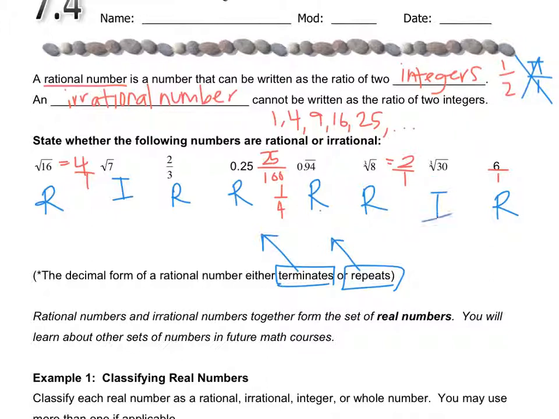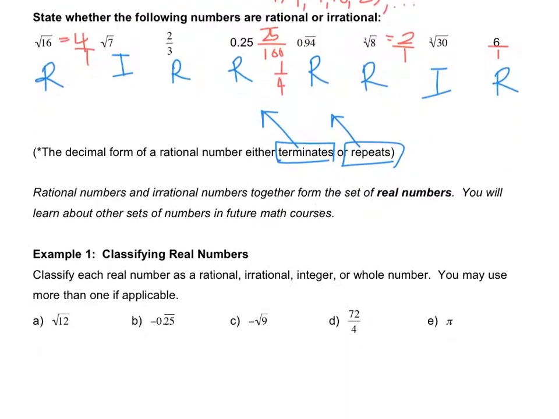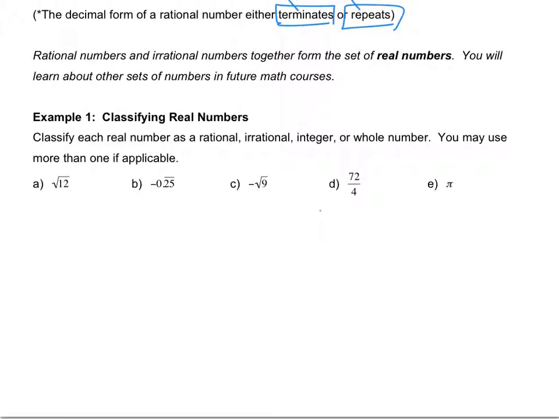Please change it. All right, so I want you to pause the video, scroll down to example 1, and I want you to try these on your own. I'm going to change the directions on you for a second, though. So all you have to do is tell whether it's rational or irrational. You don't have to talk about integer or whole number. Then you obviously can't use more than one because it's either rational or irrational. You cannot be both. All right, so pause the video now and just decide whether it's rational or irrational.